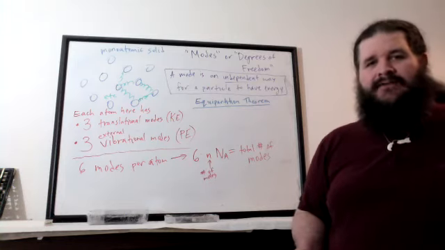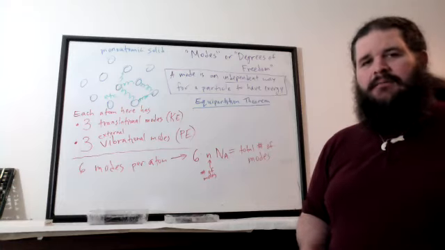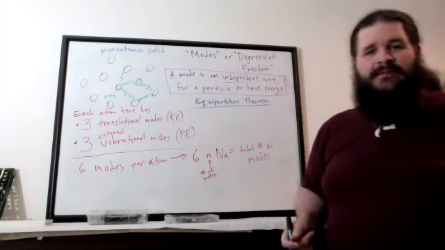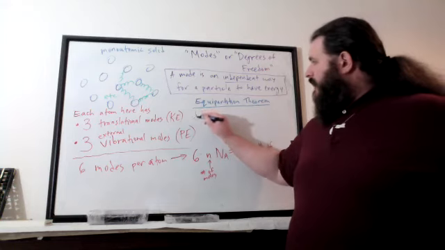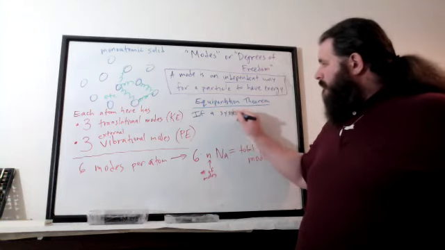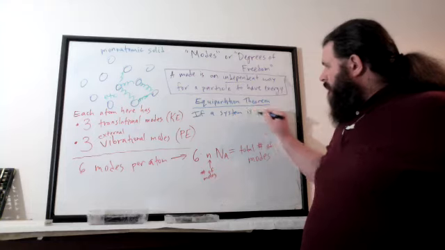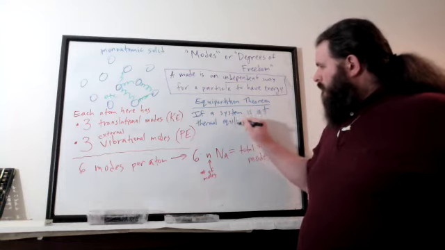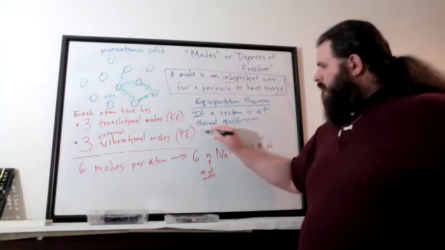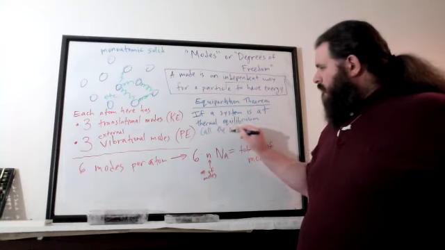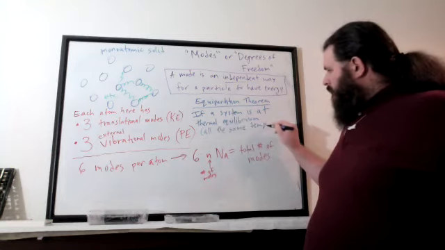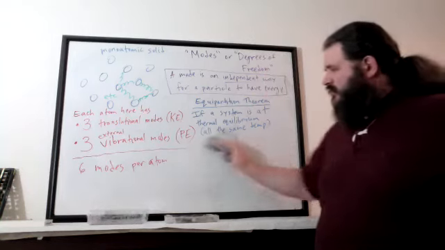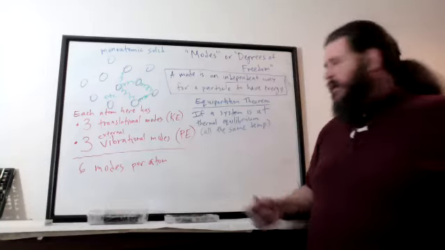And again, I'm saying on average because it doesn't have to be the same all the time. Maybe at this instance, this atom has a little more energy and this atom has a little less energy, but it's going to average out. So if a system is at thermal equilibrium, all the same temperature, then we would assume that the thermal energy is evenly distributed, evenly divided amongst all the available modes.